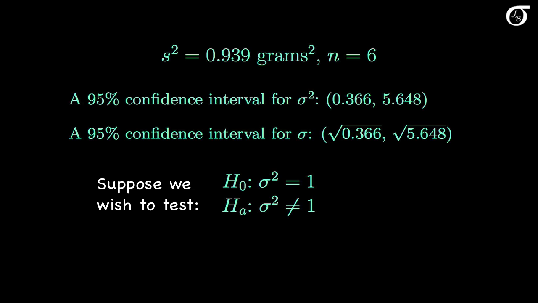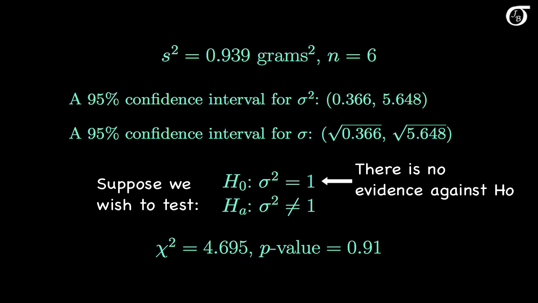You can verify for yourself that if we use the methods of this video, we'd get a chi-square test statistic of 4.695, and a resulting two-sided p-value of 0.91. This is a very large p-value, and so there isn't any evidence against the null hypothesis. There is no evidence that the true variance differs from 1. In another video, I worked through a complete example of these inference methods, including the full calculations.